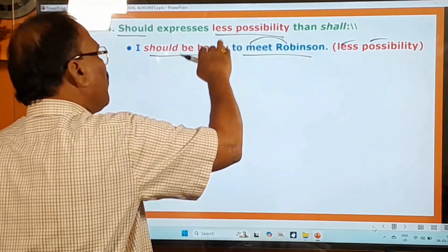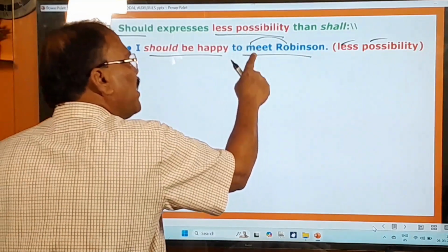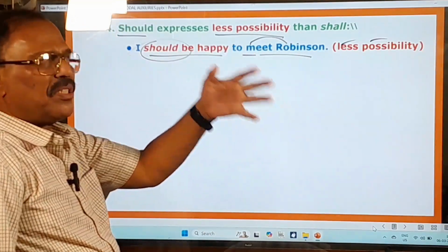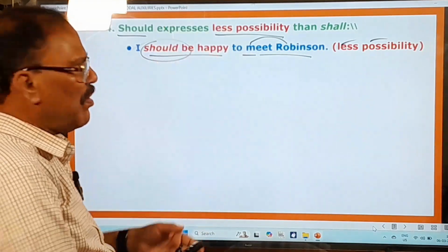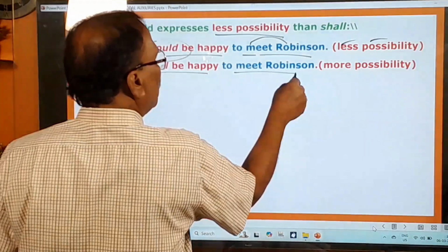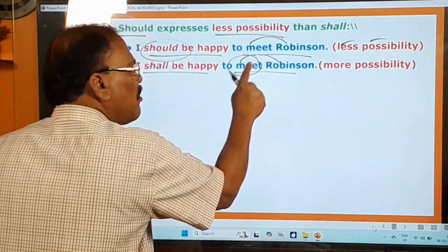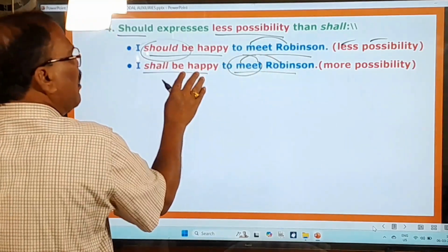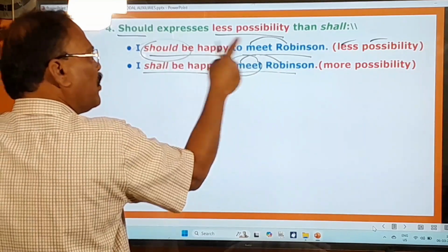రాబిన్సన్ ను కలుసుకోవడంలో నేను చాలా సంతోషపడతాను. That means the possibility of meeting Robinson is less. రాబిన్సన్ ను కలుసుకోవడంలో పాసిబిలిటీ చాలా తక్కువగా ఉంది, ఒకవేళ కలుసుకుంటే I should be happy, that's the meaning of that, right? And here I shall be happy to meet Robinson. So there is more possibility of meeting Robinson. రాబిన్సన్ ను కలుసుకోవడంలో ఎక్కువ పాసిబిలిటీ ఉంది, అతను కలుసుకున్నట్టయితే నేను చాలా హ్యాపీ ఫీల్ అవుతాను. So here I shall be happy to meet Robinson, I should be happy to meet Robinson.